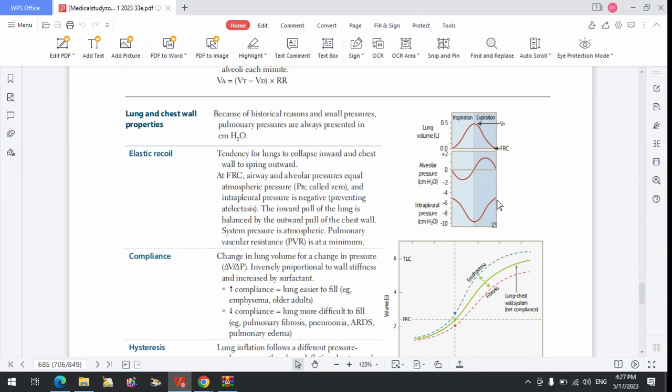So that positive change, which is adding +5 to -10 to make it -5, is going to be transmitted to the alveolar pressure. So alveolar pressure will now become +5. When it becomes +5, it's now more than the atmospheric pressure. So there's a pressure gradient to allow air to move out from the alveoli into the atmosphere. Do you get it? Causing expiration.